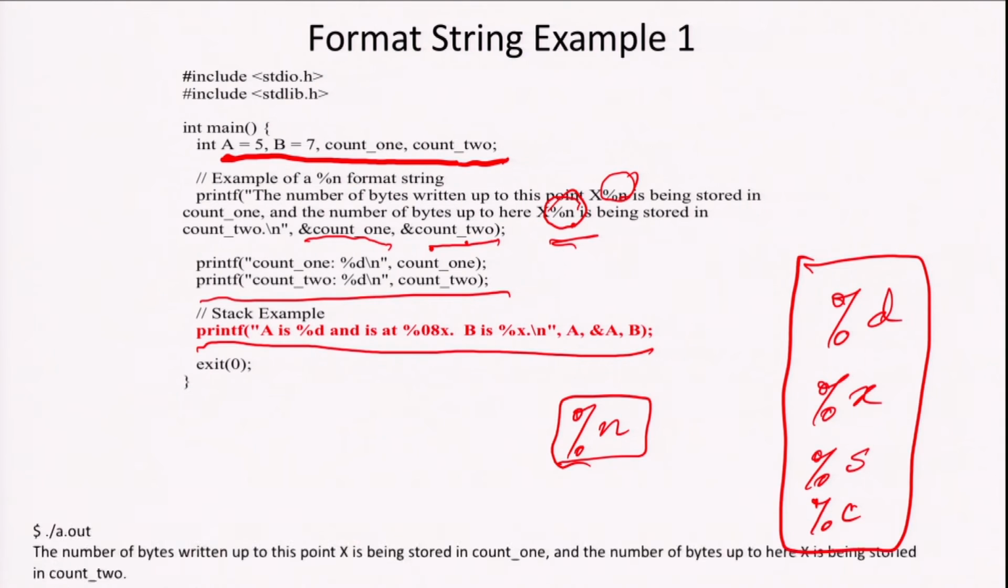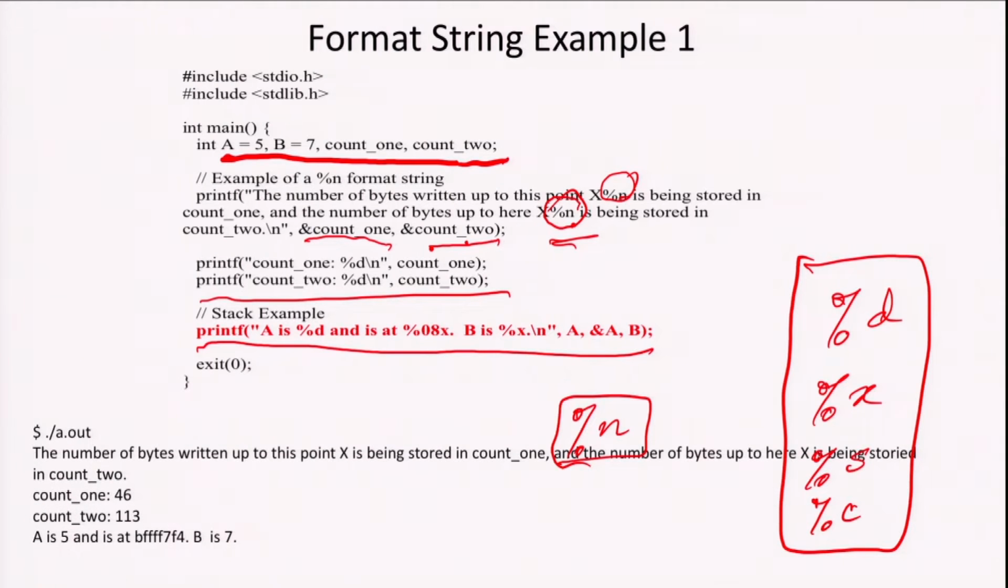So let's see what happens when we execute this program. Until this point you can manually count: there are 46 characters written until this point, and until this point there are 113 characters written, which is all fine. And when I print this one, it says a is 5, because that's what we did here, and then it gives the address of a, which will probably be different on your system, and then b is 7. So this program is working fine.